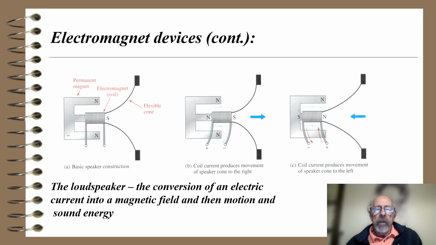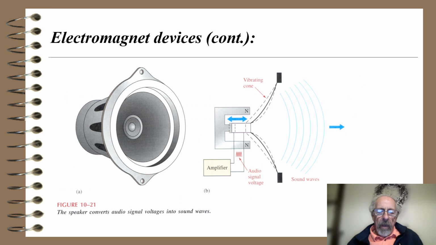So if I apply a sine wave, alternating the polarity of the current through that coil, the electromagnetic coil in the center will vibrate back and forth, and you'll hear sound from the flexible cone, if it's in the audible range, that is above, say, 20 hertz and below, say, 15,000 hertz, or vibrations per second. So in the loudspeaker, we have the conversion of electric current into a magnetic field, and then motion and sound energy produced.